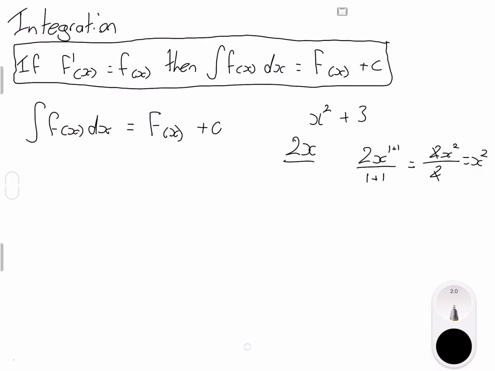But we don't have this constant plus 3 term, and that is where the plus c comes into it. We need to be able to represent what this constant term is. Now, we can't just find it straight off the bat if we're not given some extra information, and we'll go through one of those examples afterwards. So let's go through an example first.